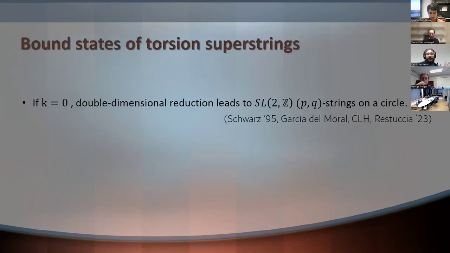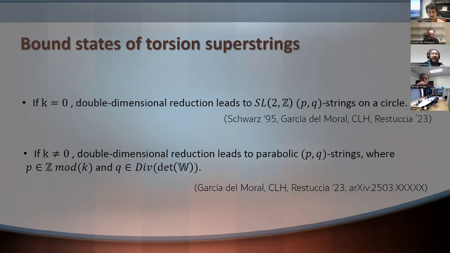So if K is equal to 0, double dimensional reduction leads to SL(2,Z) PQ strings on a circle. And if K is different from 0, double dimensional reduction leads to what we call parabolic PQ strings, that should correspond to some sort of high energy picture of the parabolic gauged supergravity. And in this case, Q is restricted to the divisors of the winding number. But of course, once you consider all possible winding numbers, you will consider all possible values of Q. And P is restricted to the integers mod K.